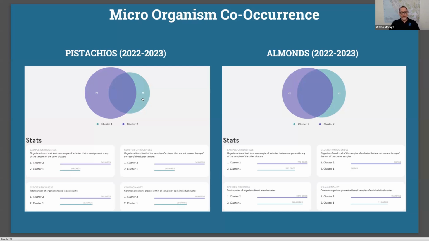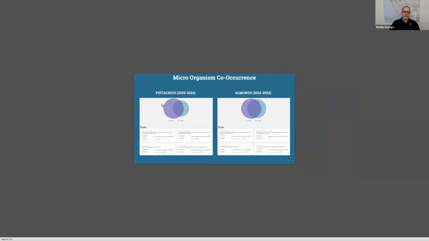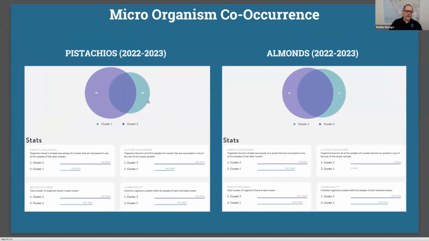And in August 23, the universe of microorganisms is way more. For example, the total organisms in March were 392 in general with all the samples, but in August 23 it is 609. So it's more than 200 more microorganisms. But if you see here, there is an intersection between those two circles.